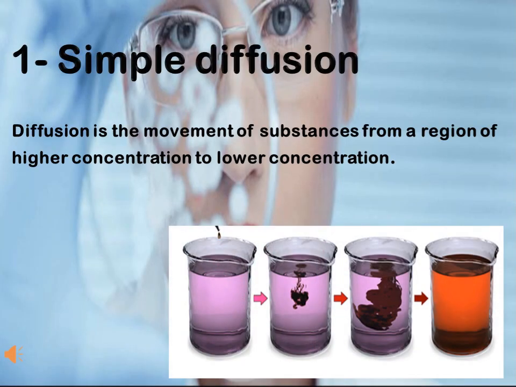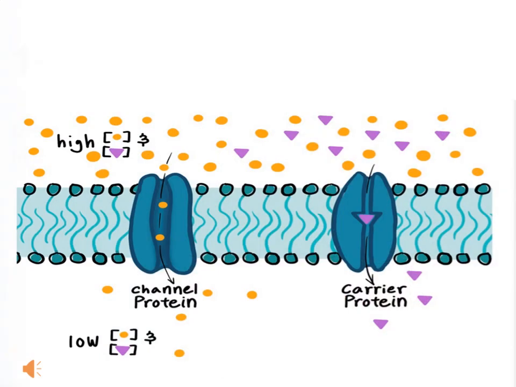Simple diffusion is the movement of molecules from high to low concentration, along the concentration gradient. This movement happens randomly. That's why it exists in liquid and gas states, due to their free molecule movement. Simple diffusion processes do not stop until reaching an equilibrium state or neutralization.